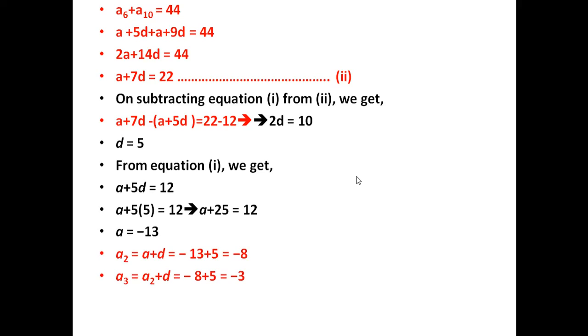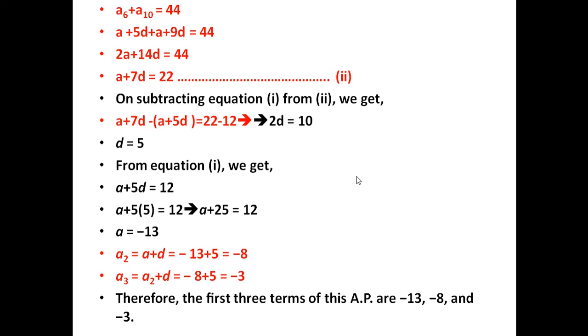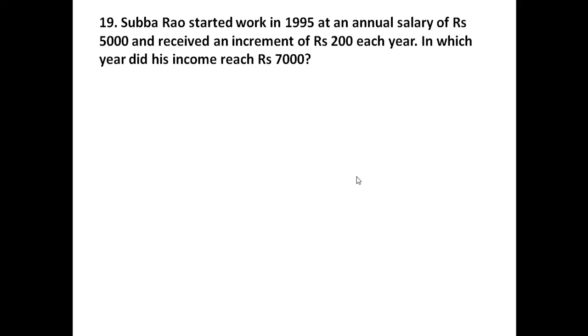So we have to find out the first three terms of the AP. The first term a we already know. Then a2, a3 we have to find out. Put the a and d values in the expression and you will get the answer. So it is minus 13, minus 8 and minus 3. This is the answer. Moving to the next question.